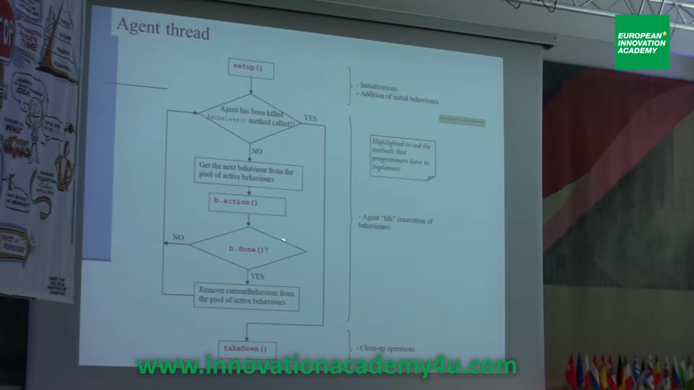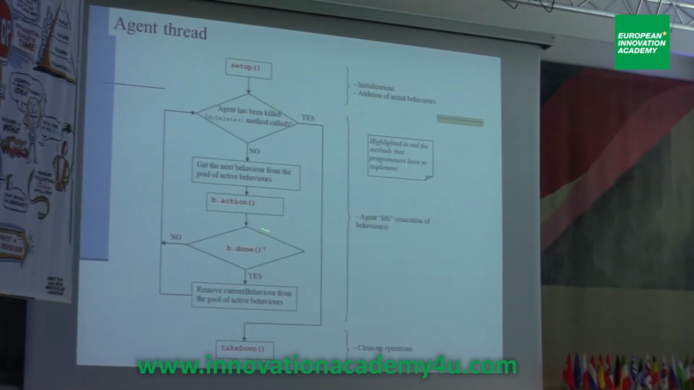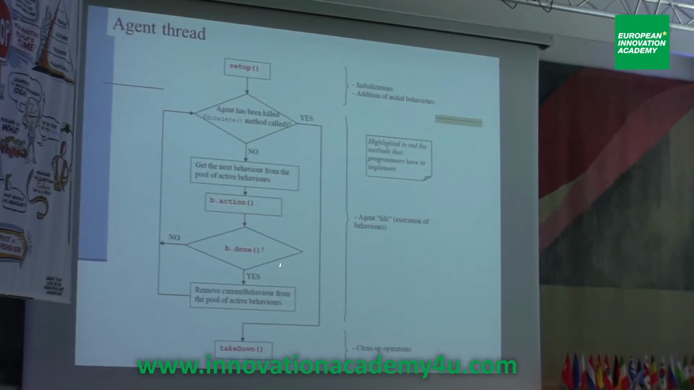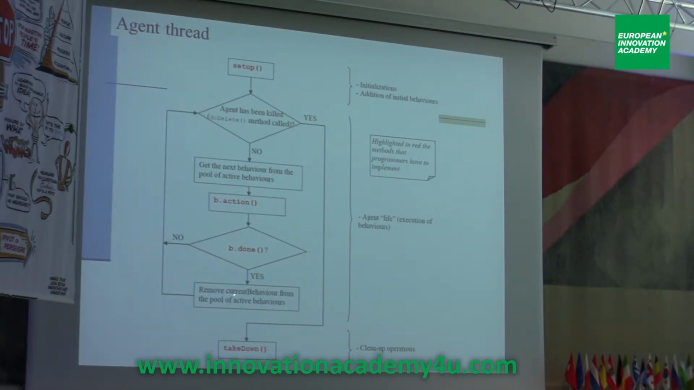The next option, this is a choice. This choice node is also printed in red because it is up to the programmer to define what it means that the given behavior is done, that there is no need to execute the given behavior again. And if it is done, then the current behavior is removed from the pool of active behaviors. If not, then we return here and it all starts all over again.